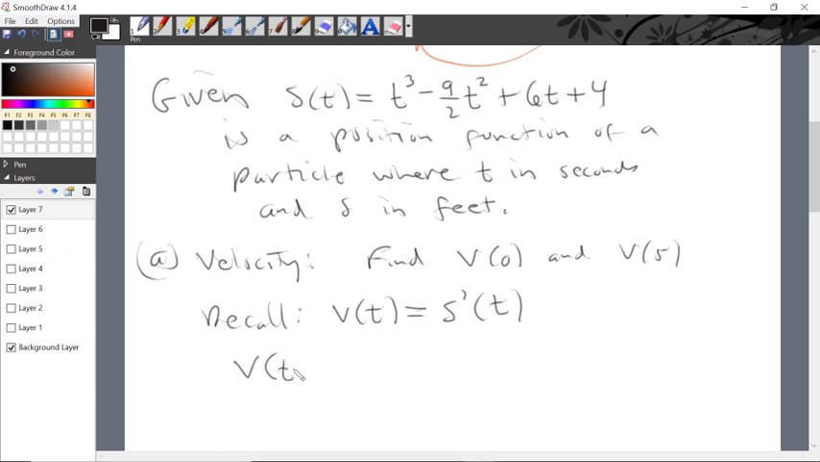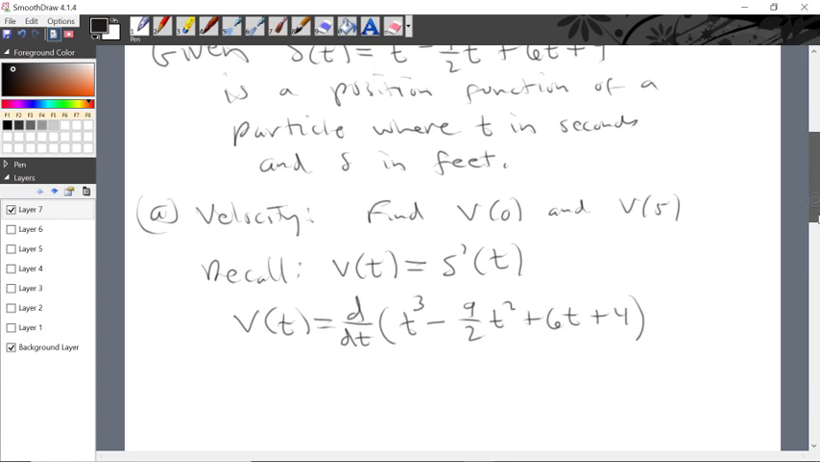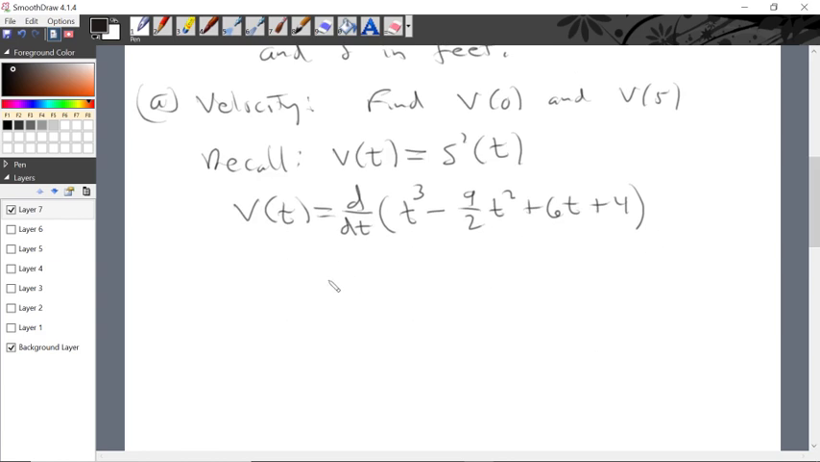Okay, so v of t is equal to the derivative of the position function. So d over dt, Leibniz notation, of t cubed minus 9/2 t squared plus 6t plus 4. We have a polynomial here, a set of power functions. Distribute the differential operator and use our rules. The derivative of t cubed is 3t squared.